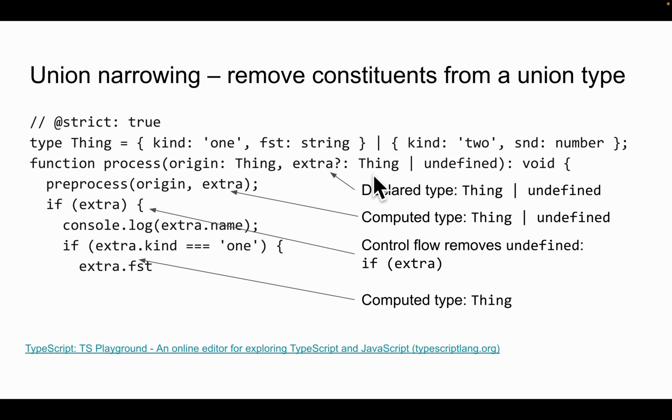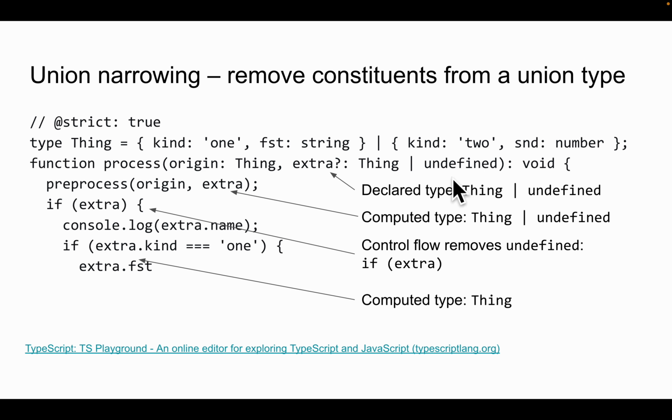So let's define some terms. You have declared type. That's the type of a declaration. Sometimes that's an explicit annotation like here, thing or undefined. Or it could be from an initializer. So if you have like var x equals 1, then x will have type number, and that's its declared type even though there's no type annotation.